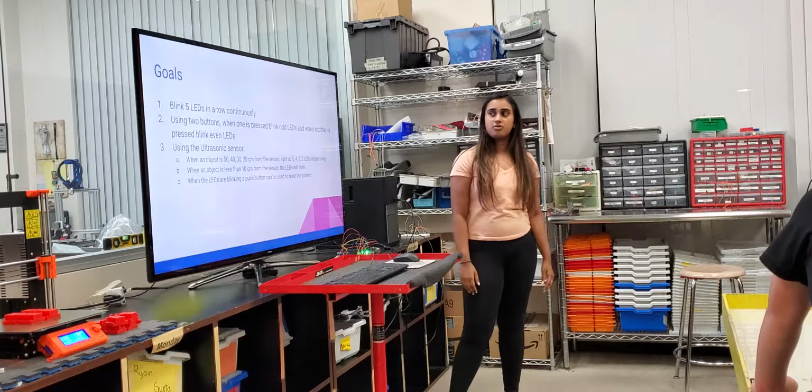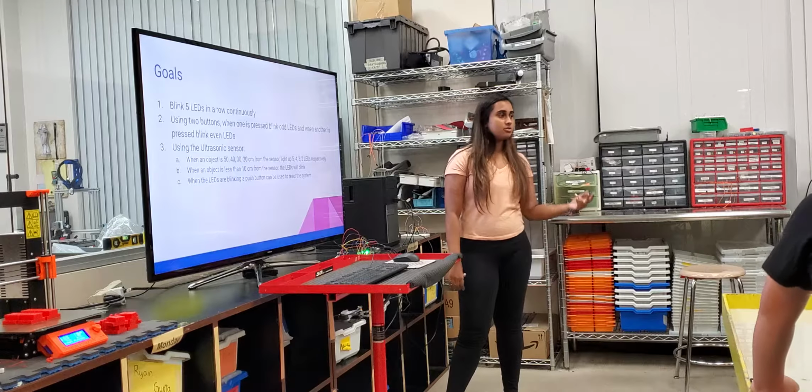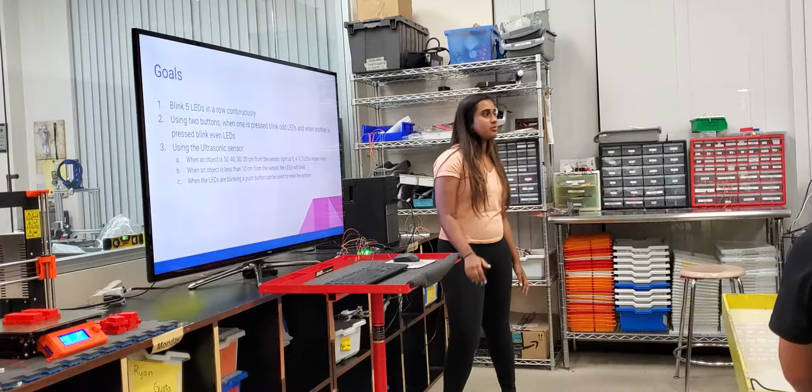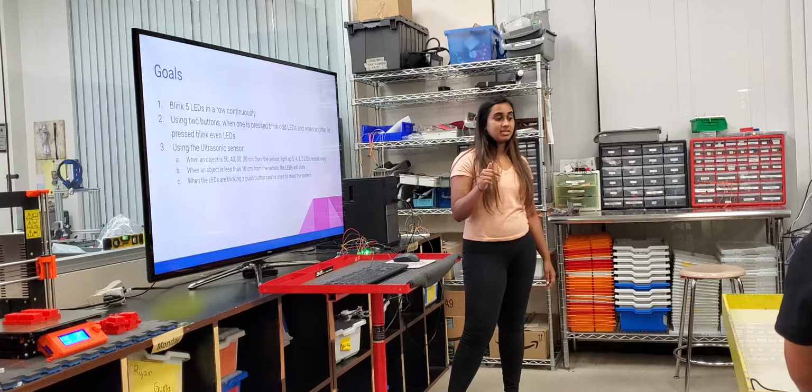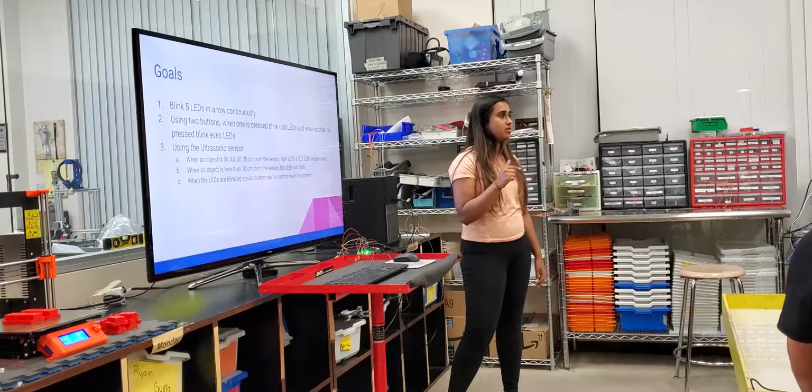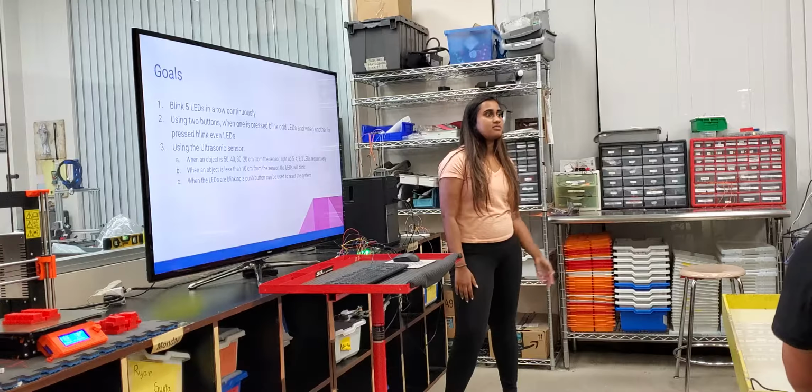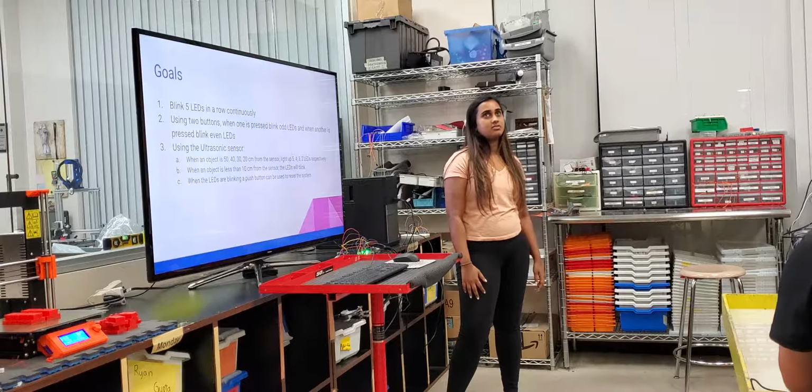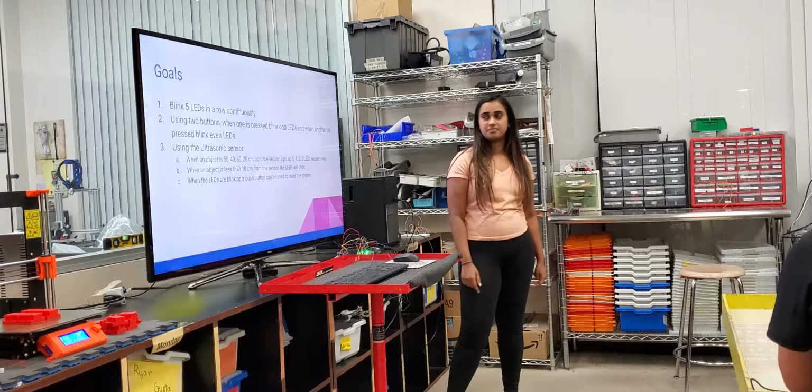And then my second goal was I had 2 push buttons, and when one of them was pressed, I needed to blink the odd LEDs, which were like 1, 3, and 5. And if the second one is pressed, I have to blink 2 and 4, and it's continuous.